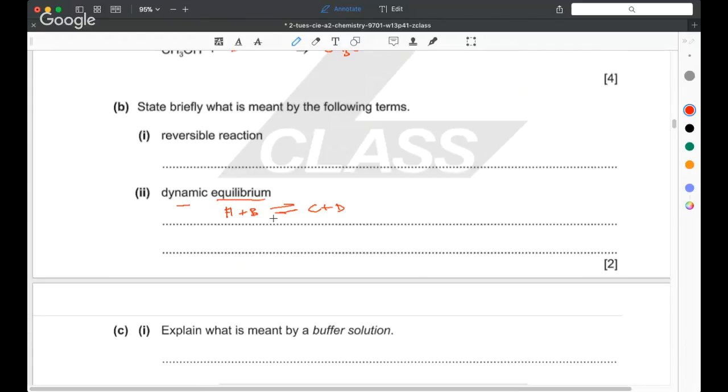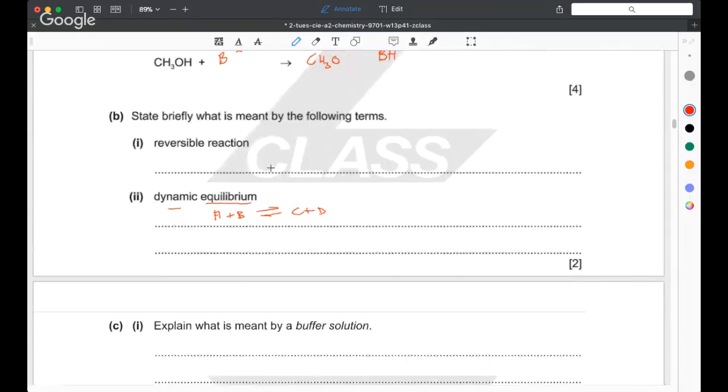But at a microscopic level, A and B are still changing into C and D, and C and D are still changing to A and B. It's a dynamic, continuous change from A to B to C to D. But because the rates are exactly equal, you end up with this constant composition, this equilibrium composition, or you might say a position of equilibrium.